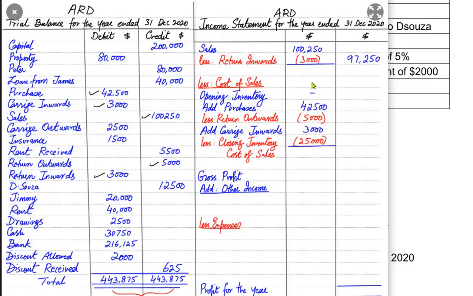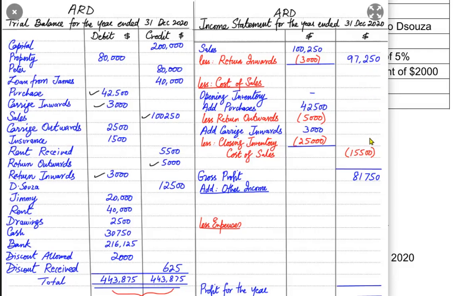Okay, now if we add opening inventory, purchases and carriage inward, and if we deduct returns outward and closing inventory, we are left with the value of cost of sales. Now as you can see in this question, I have written cost of sales twice. Why? Once I have written the cost of sales as a heading, and secondly I have written cost of sales as a label in front of this item, so this must be followed. Now if we deduct cost of sales from this net sales value, we are left with the profit, that is gross profit. Okay, so the goods that have actually cost the business $15,500, we have sold those goods for 97,250.